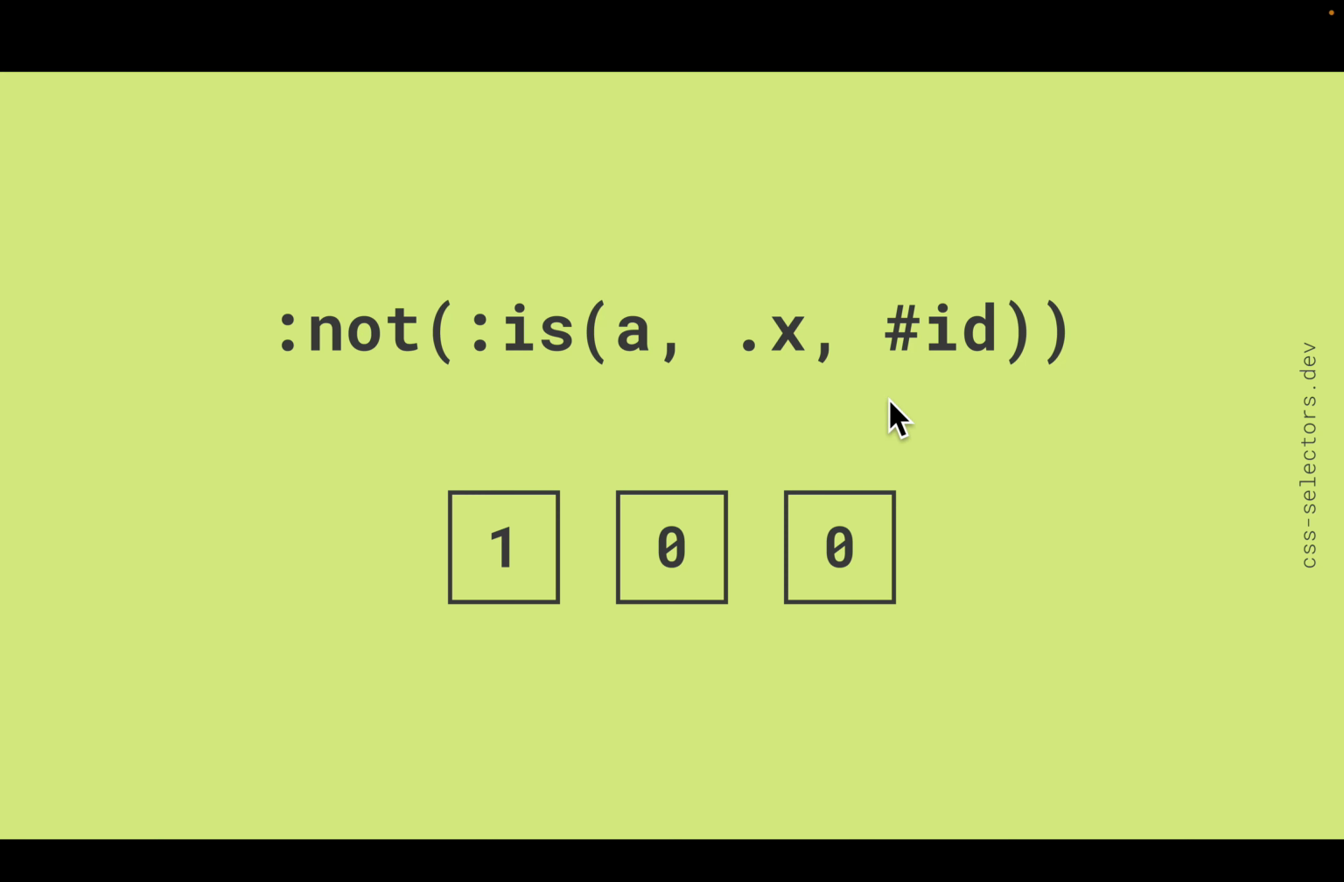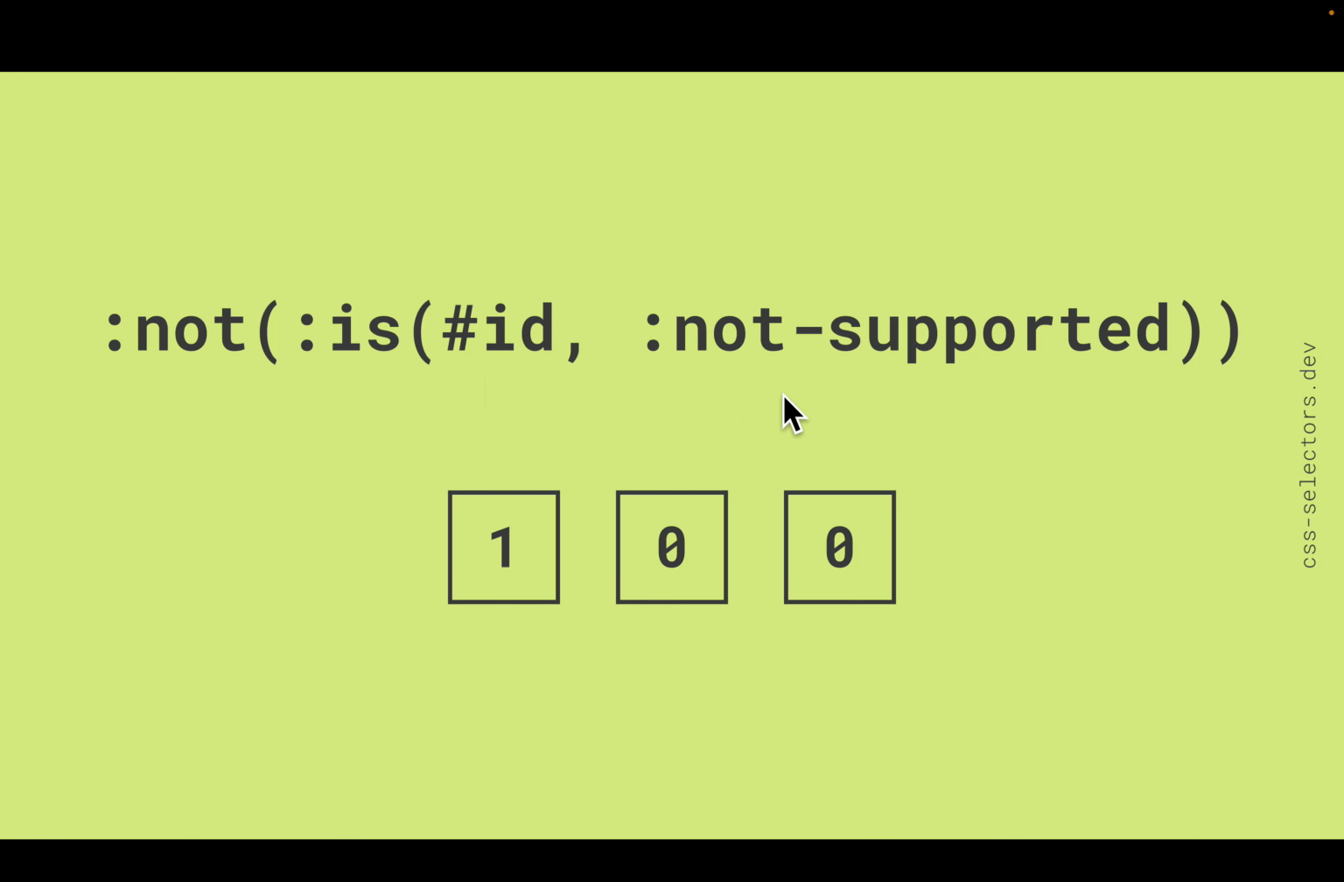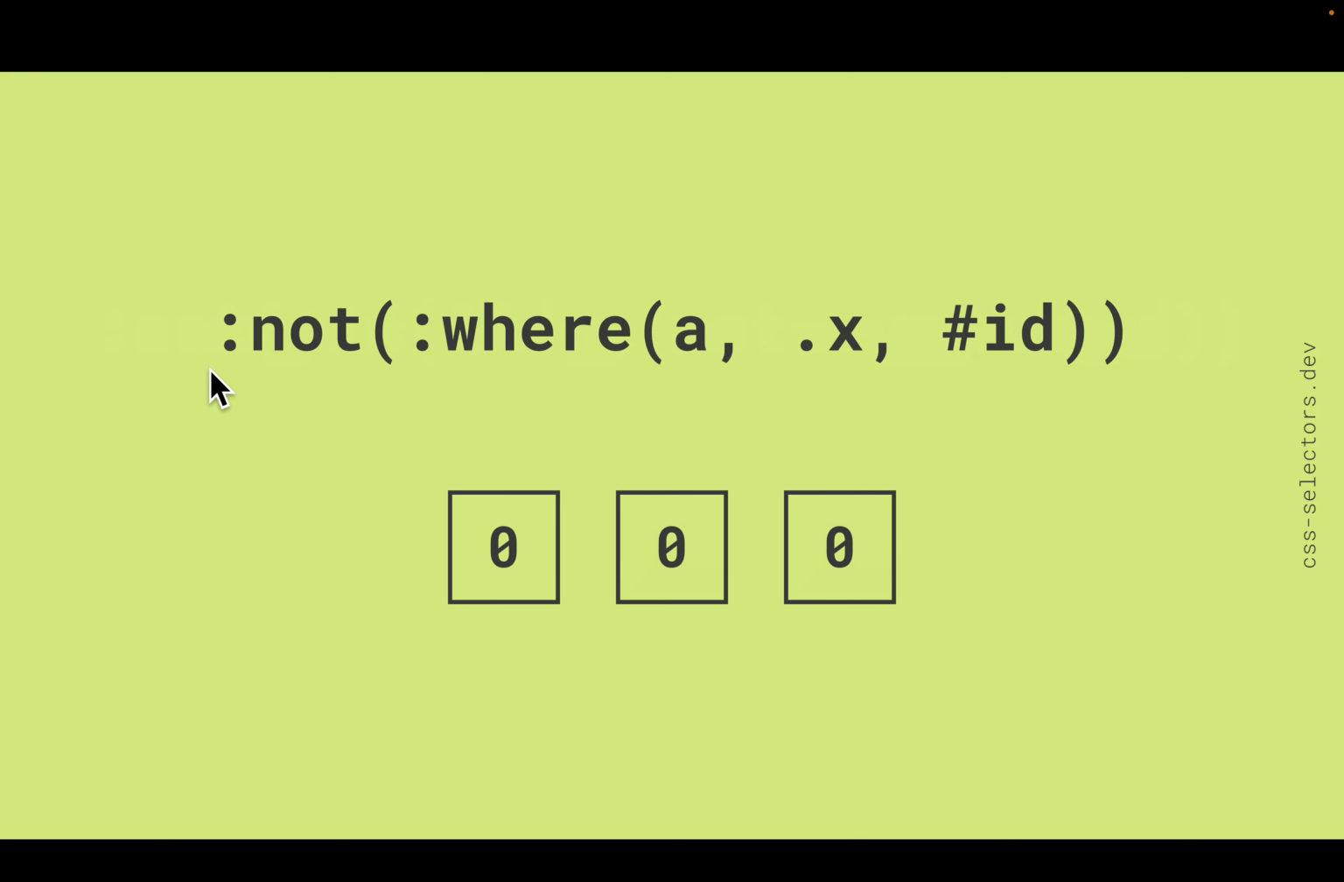The principle remains the same if we use the :is pseudo-class. This also returns a specificity of 1, 0, 0. Now, the reason for using the :is pseudo-class is for the forgiving selector list, making the entire argument more error-proof. So, even if we have an invalid selector type like "not supported", this argument is still valid with the :is pseudo-class, so the :not pseudo-class will still work. If we wish to lower the specificity, then we can employ the :where pseudo-class, resulting in 0, 0, 0.